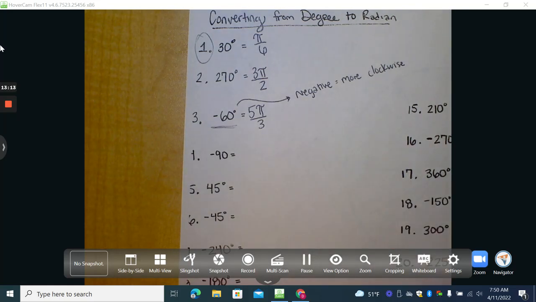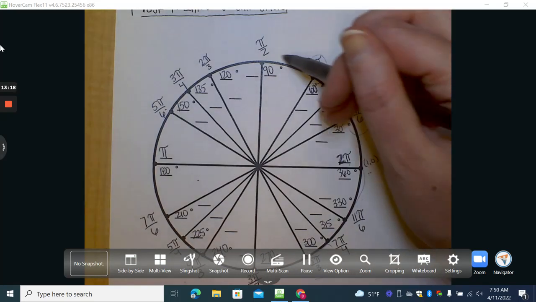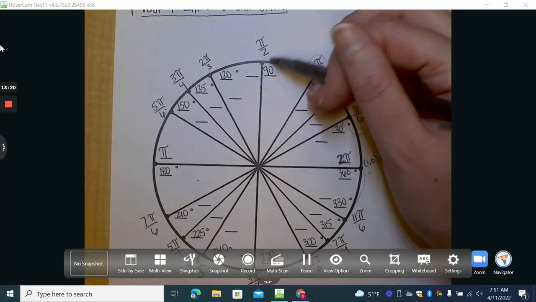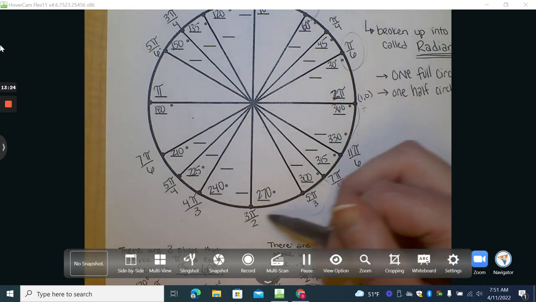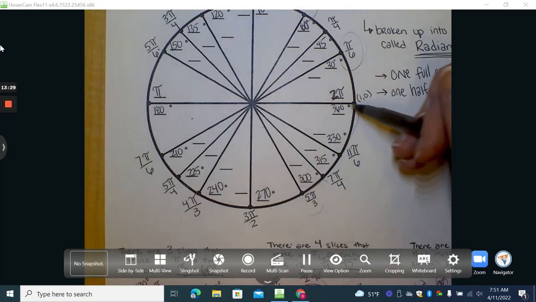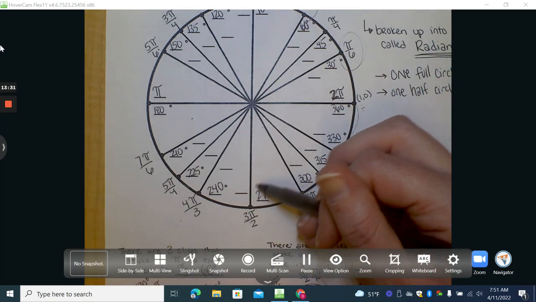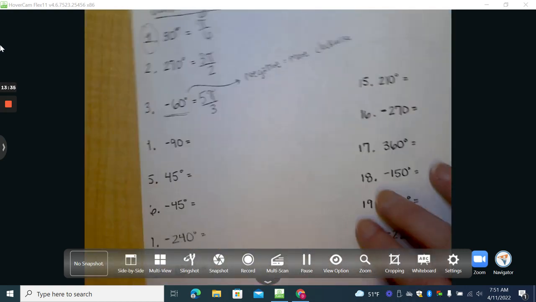Negative 90 degrees. Negative 90. If I was going forward 90, I'm going up half a pi. But if I'm going negative 90, I want to go back half a pi. That lands me here at 270 degrees. 360 minus 90 is 270. And I land at 3 pi over 2.